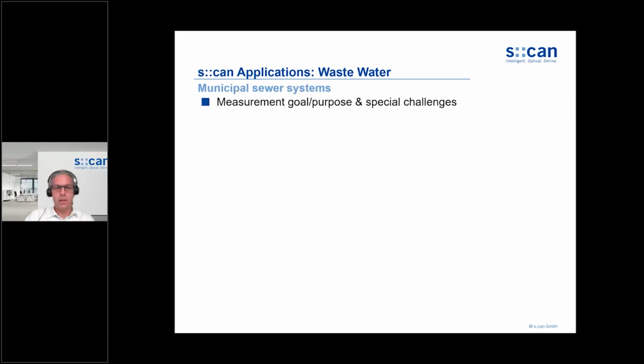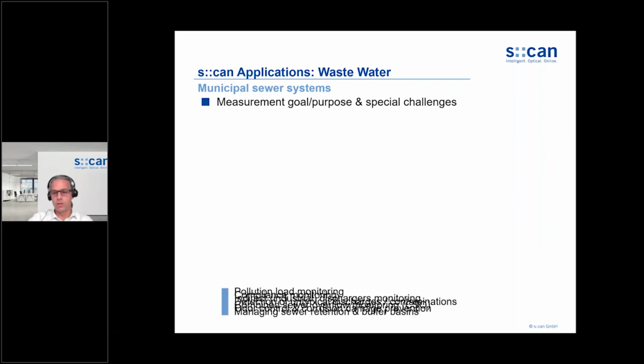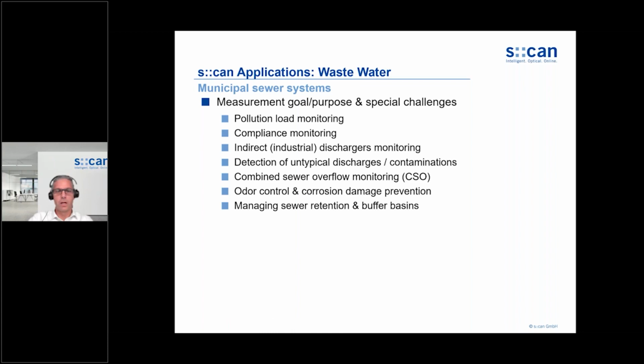What are the measurement goals, and what is the purpose of monitoring a sewer system? Pollution load monitoring, compliance monitoring, industrial discharge monitoring, detection of untypical discharges and contaminations, combined sewer flow monitoring, smelling control and corrosion damage prevention, and managing sewer retention and buffer basins.